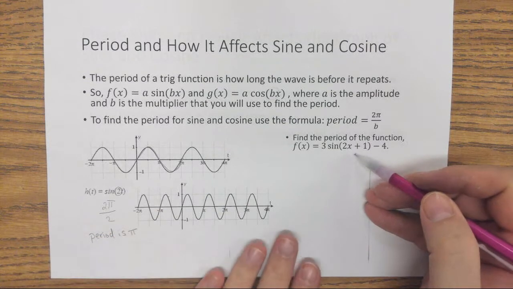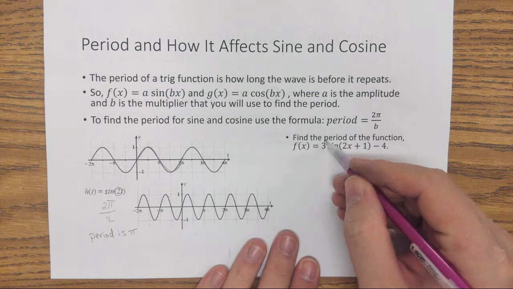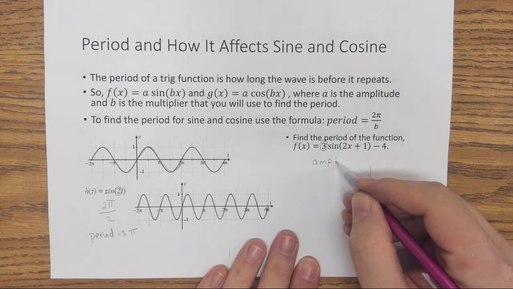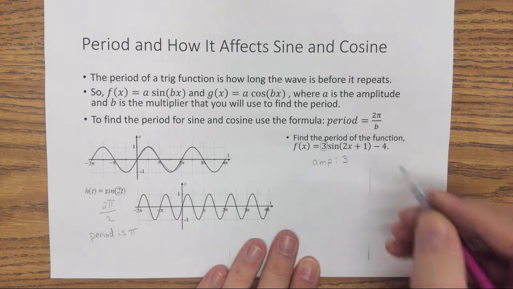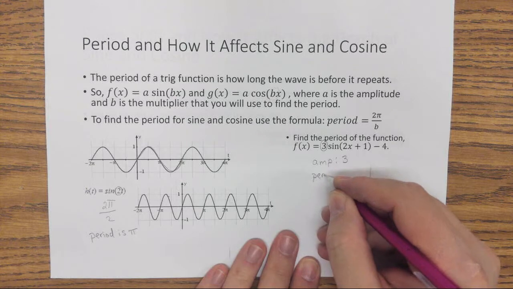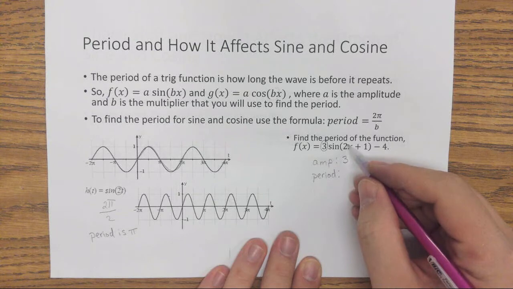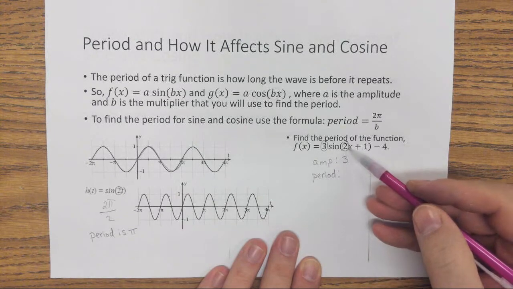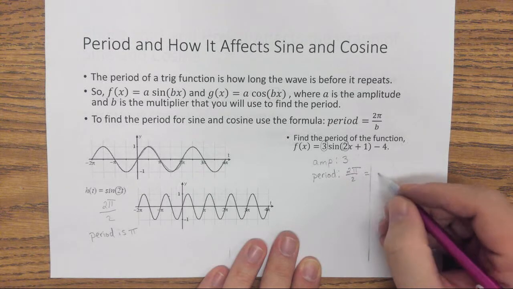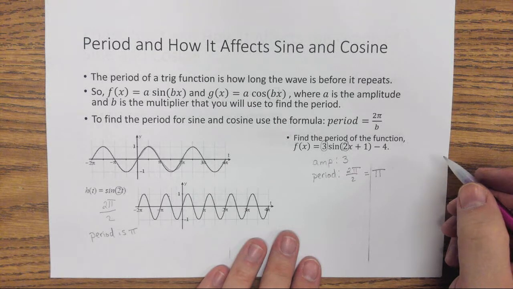So again, on this one, if I wanted to find the amplitude like we just found it, and I know this one didn't ask for it, but I'm going to put it on there anyway, it was 3, and my period is just like this example here. There's my b value right there, 2 pi over 2, which means my period is pi again.